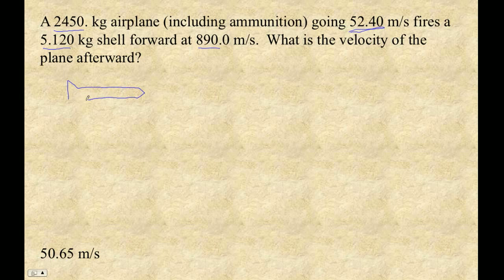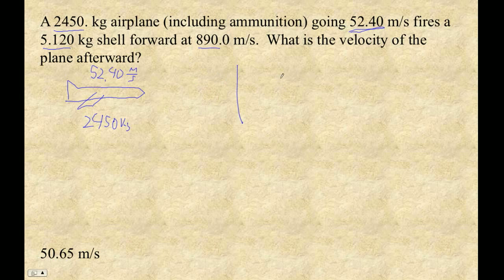Looks like a cruise missile. Got to put wings on it, right? That's a terrible airplane. Okay, so this is flying at 52 meters per second, right? And it's a 2,450 kilogram airplane. Presumably it's got that shell in it, and that's included in the mass, right?